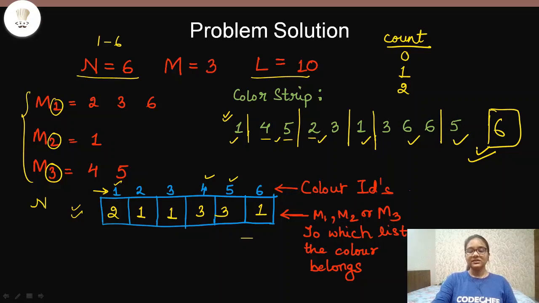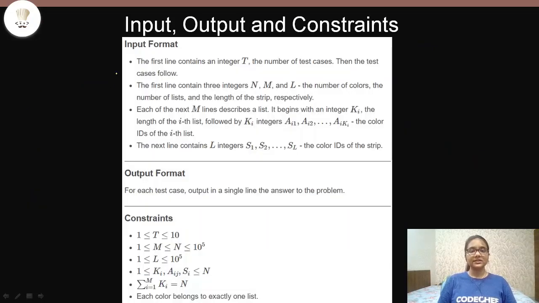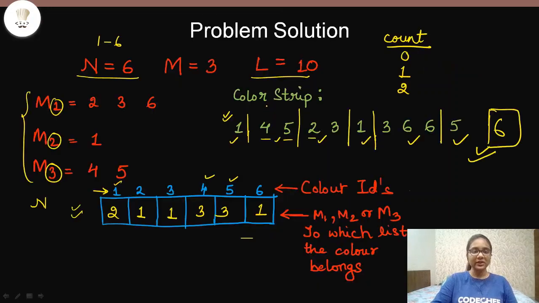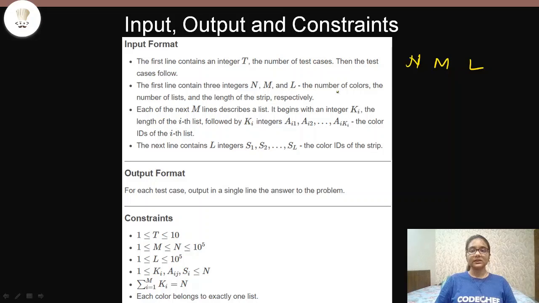Now that we have understood the solution, let us see the input, output and constraints. The first line of input will be the number of test cases, as usual. Then we have three integers, n, m and l, given in this format. Then the next m lines will be the lists of colors, right? The first integer of each list will be the number of colors present, and then we will have the color IDs.